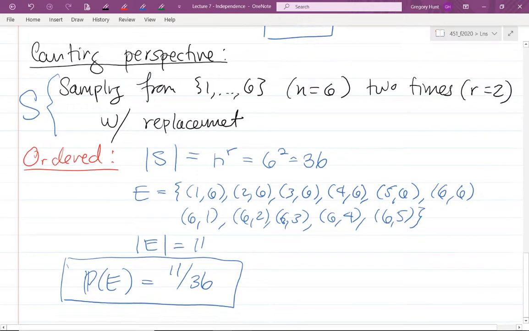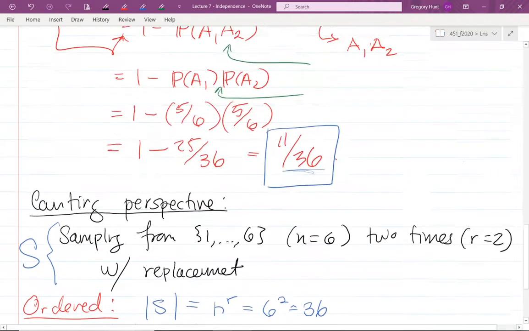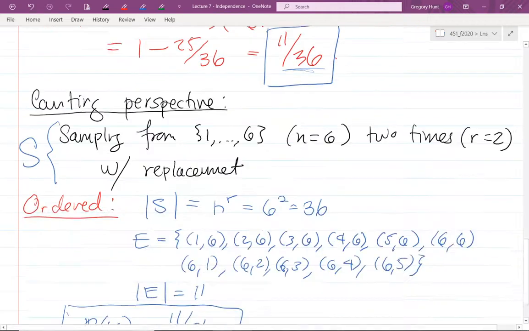And that certainly follows with what we got solving this problem using independence. Notice in my counting perspective, I never said anything about independence. But by solving it in this ordered way, I seem to have got the same thing as if I had solved the problem assuming independence between the rolls.